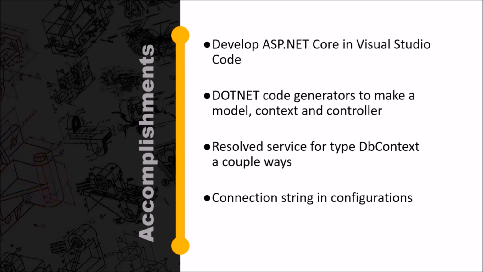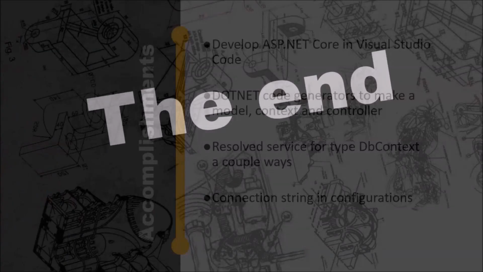So we accomplished a few things here. We developed our ASP.NET Core Web API in Visual Studio Code. We used the .NET code generators to make a model, a context, and a controller. Plus, and most important of all, we resolved that service for type DbContext error a couple different ways. And we moved our connection string into configurations. The end.